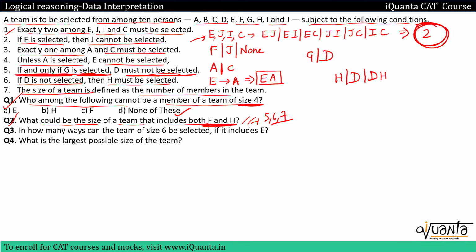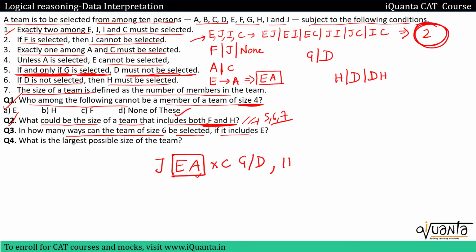That's it. Next question is, in how many ways can the team of size 6 be selected if it includes E? So if E is there, A has to be there. If A is selected, I cannot have C in the team. Now definitely 1 out of G and D has to be in the team. So this case is basically fixed, E and A. Then 2 out of EJIC must be in the team. So let me select J as well.